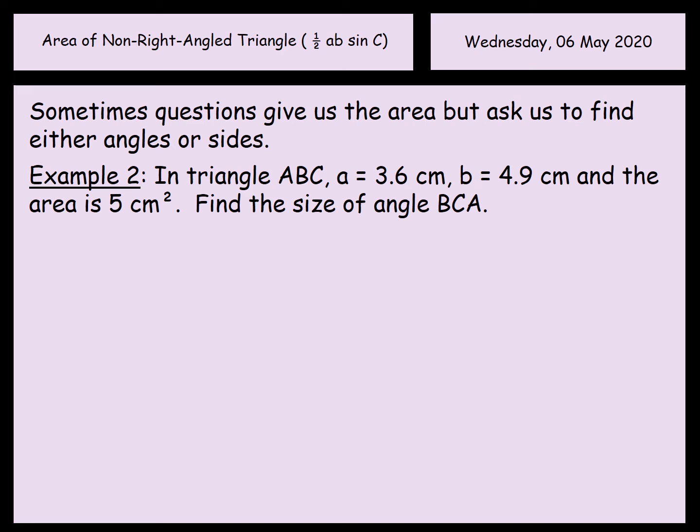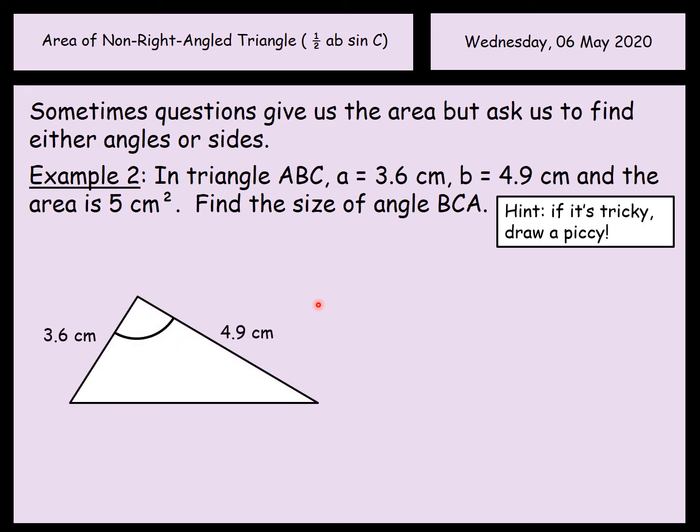Sometimes, I guess, the bit that makes it a little bit more tricky is sometimes we're given the area, but we're asked to either find an angle or a side, but we can do exactly the same thing. So we've got a triangle ABC, A is this, B is this length, and the area is 5. Find the angle BCA. So remember, it's the middle letter that is the angle. So this is angle C. So we've got A, B, sine C. So we just set it up as normal. If it's tricky, obviously you can draw a picture, that sometimes helps.